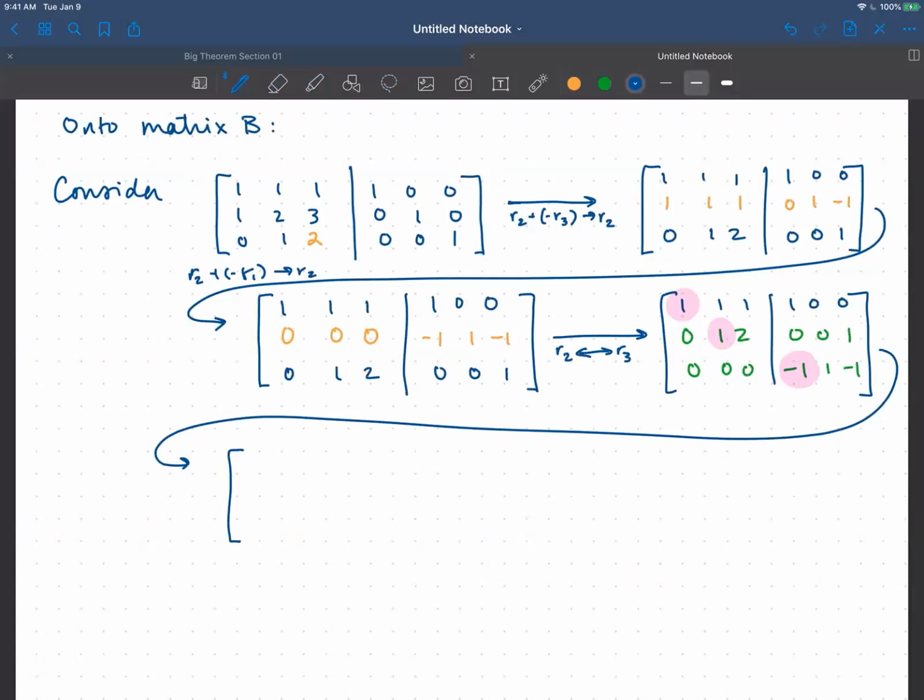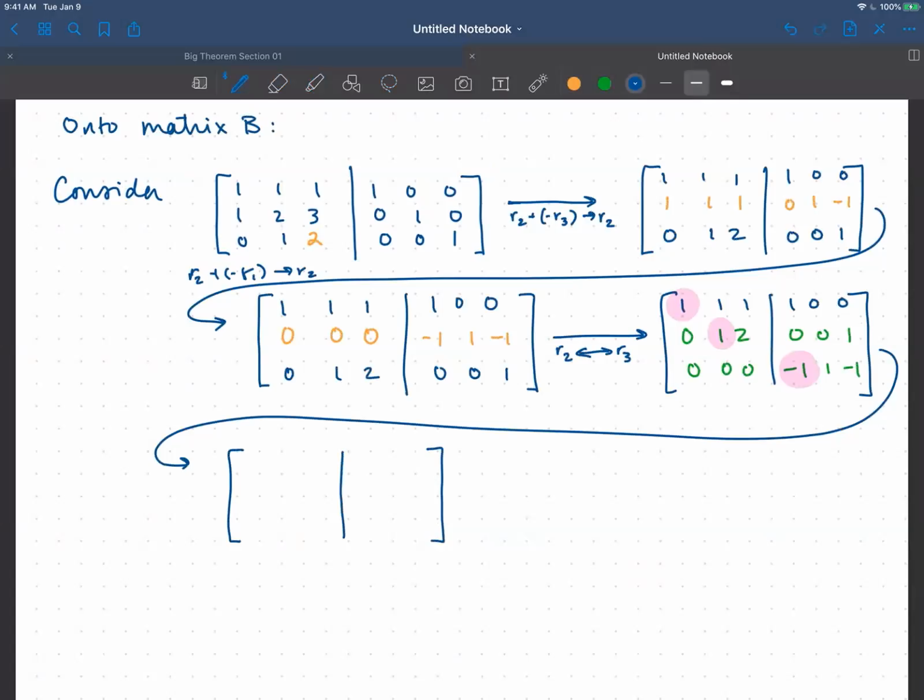But I think you'll believe me that on the left side, I'm not going to get down to the identity matrix. If I just look at the first 3 columns, I'm going to get a matrix in reduced row echelon form. That's not the identity matrix. And that means that this matrix B is going to be non-singular. But let's actually finish it up.